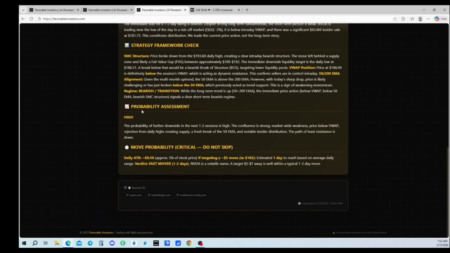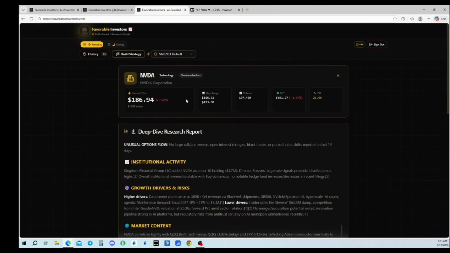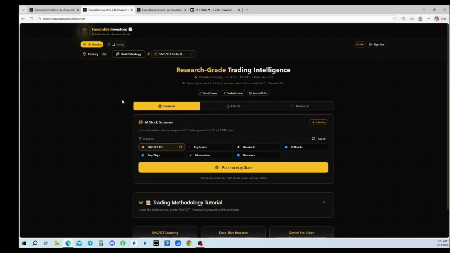Now, look, it's even saying probability assessment high. This is very high probability. It's telling you that based off of the data, based off of the numbers, based off of institutional insiders, this is the move to expect, a bearish move. Now, if you're going to do your own technical analysis, then it's up to you to figure out which stop loss, take profits, all that stuff to use. But basically, you should be bearish on this stock at this time.